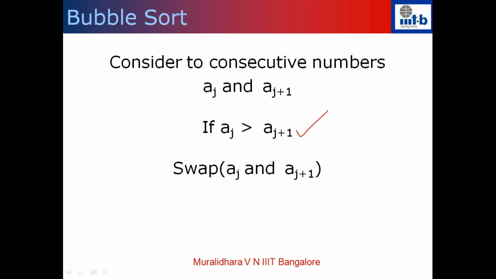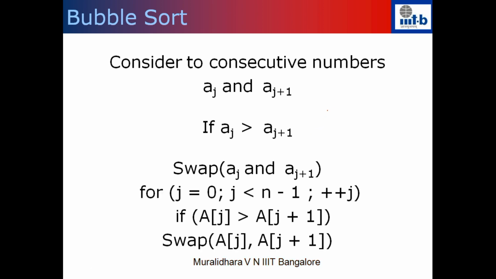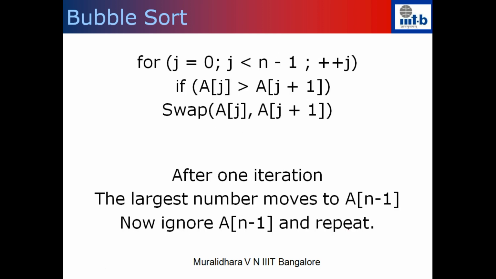We repeat this for all possible values of j, from j equal to 0 to n minus 1. For j equal to 0 to n minus 1, if a of j happens to be greater than a of j plus 1, then we keep swapping these numbers. So at the end of this pass, what really happens is that the largest number moves to the location a of n minus 1.